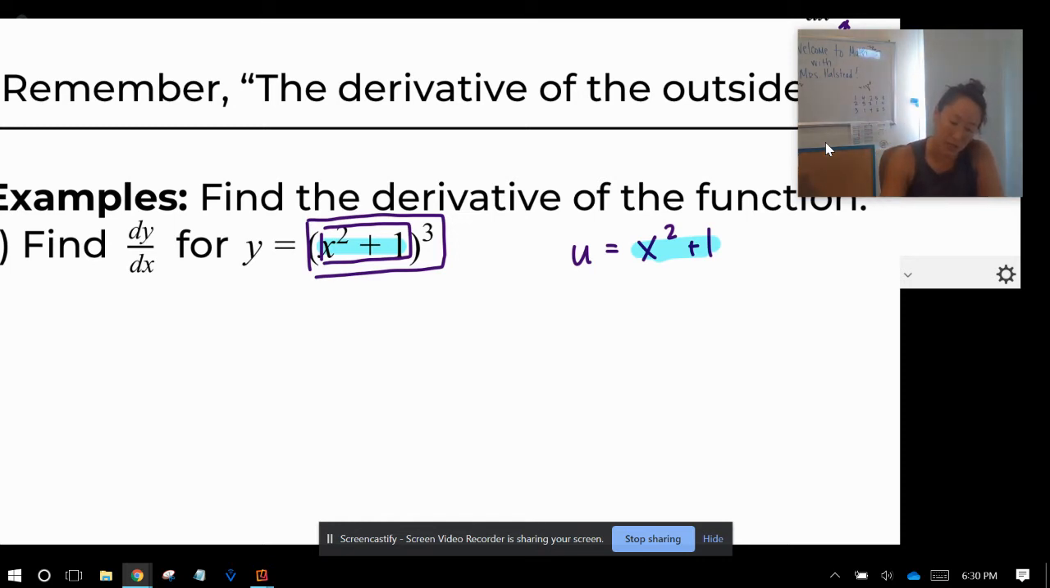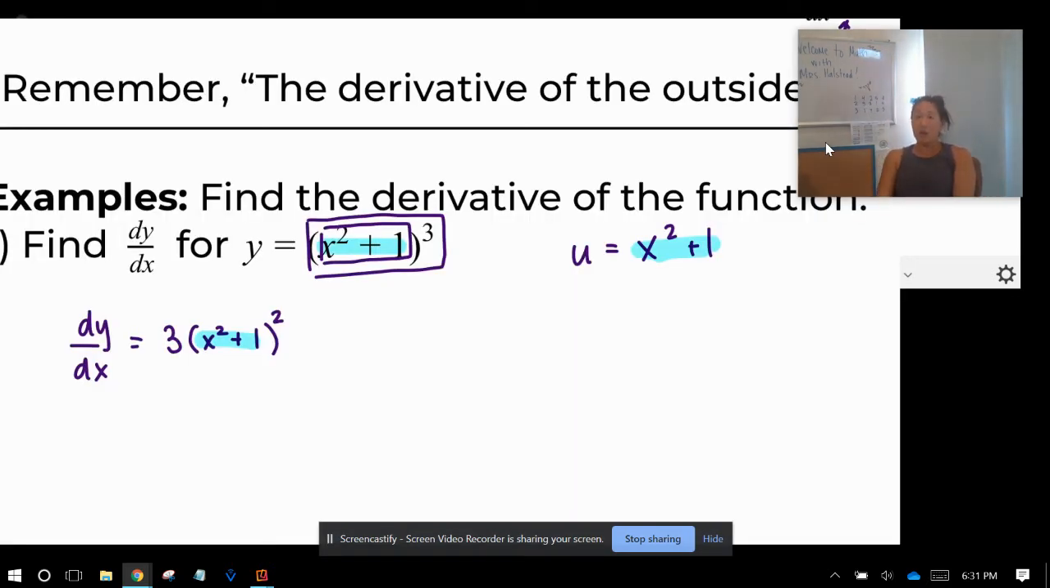I need to take the derivative, take care of this third power. So I'm going to have dy/dx is equal to, the inside stays the same. So the third power needs to come to the front. And then I'm going to raise this to the second power. Remember, this is basically our u that we've defined.